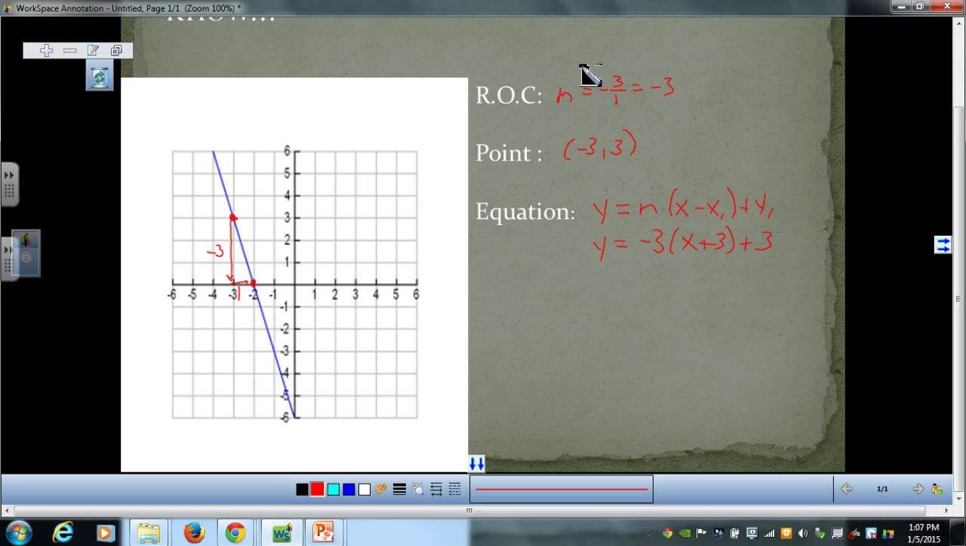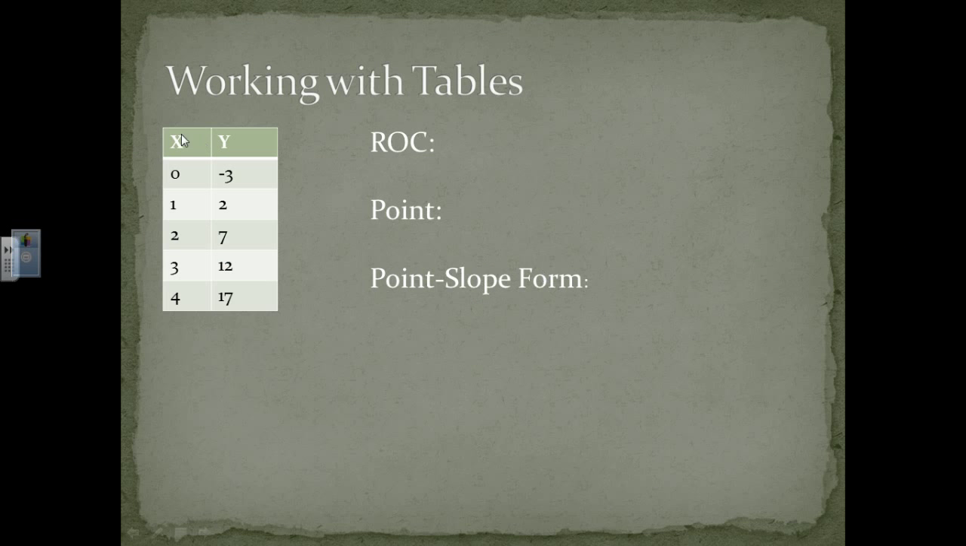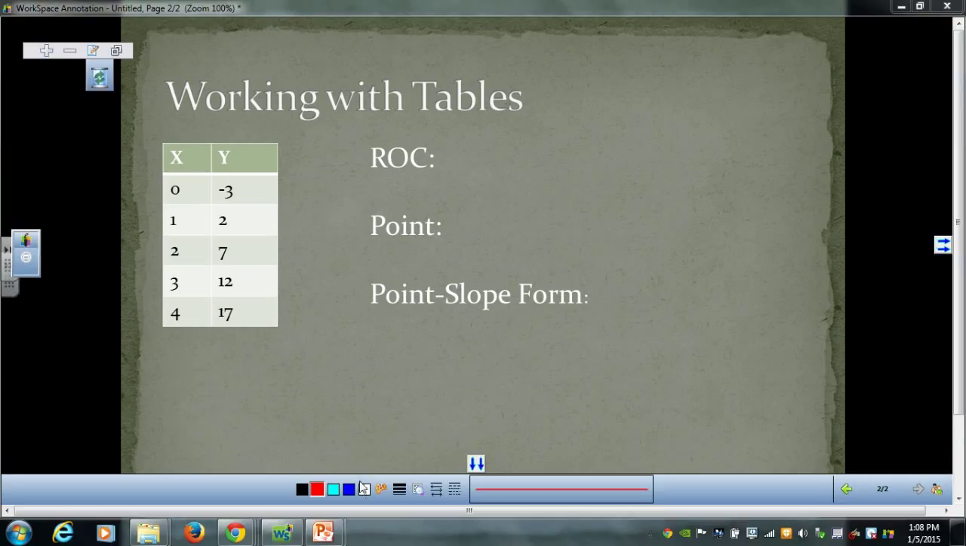Now, what we're going to do is this exact same process that we focused on last time with graphs, but now our information can be given to us in a different way. Instead of having a graph, we might have a table of values. Notice, we still want the same information. We still want rate of change. We still want a point, and so we can write our equation in point slope form. So the only piece that changes when we're working with tables is how we find our rate of change.